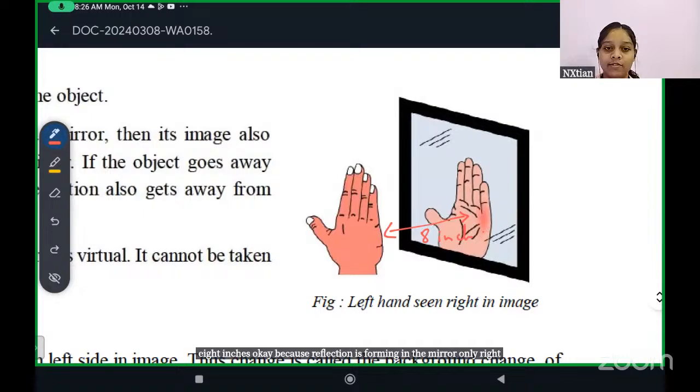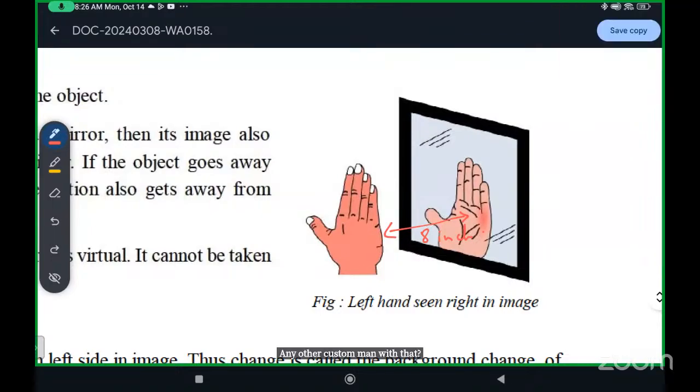Ma'am, I have a question. Yes. How do we measure the distance? How do we measure the inches distance? I think it's like a particular number of centimeters that add up to an inch.